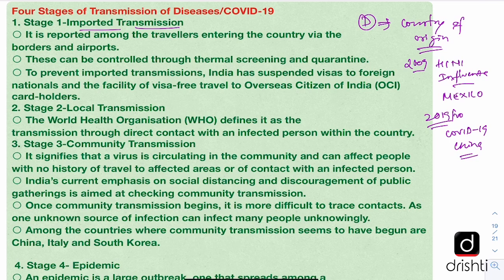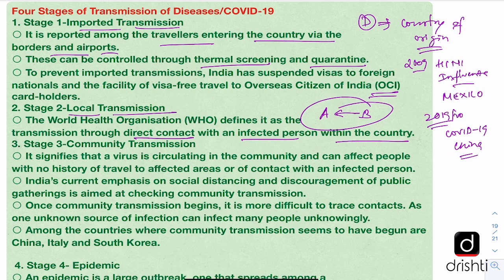So it is reported among the travelers entering the country via the borders and airports. And these can be controlled through thermal screening and quarantine. Now the second stage is of local transmission, and WHO defines it as the transmission through direct contact with an infected person within the country. So within the country, if A is getting infected by B, then we have this case of local transmission.